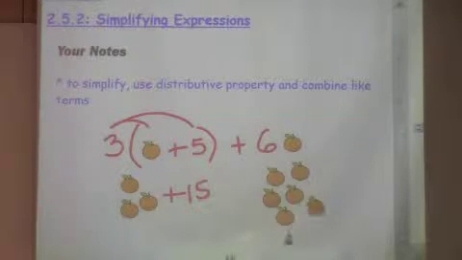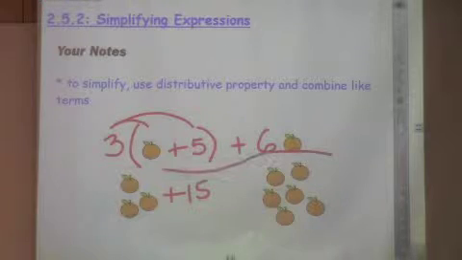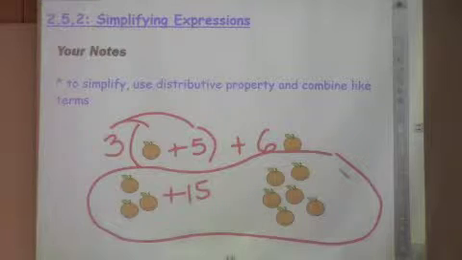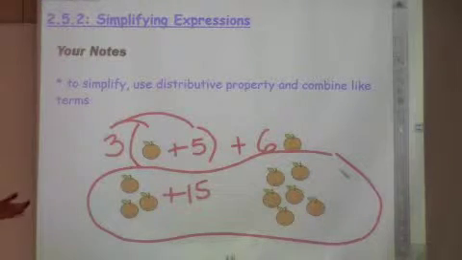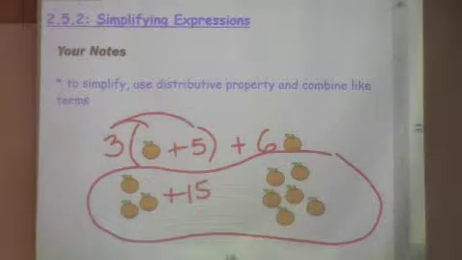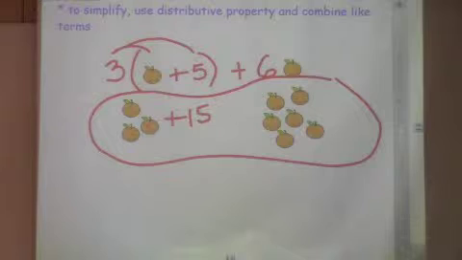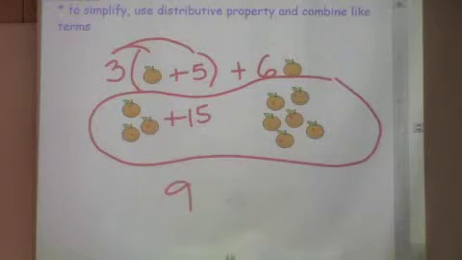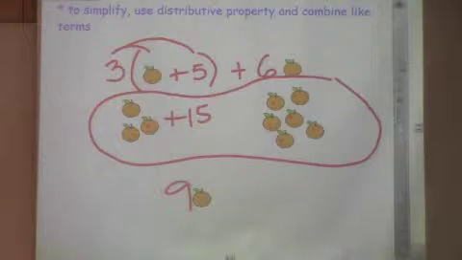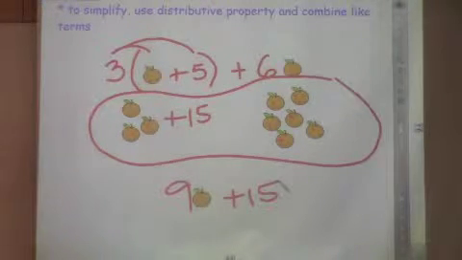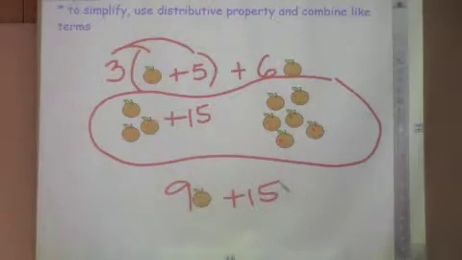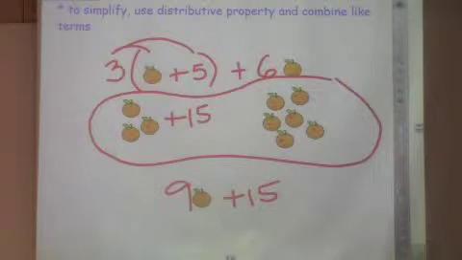3, 4, 5, 6. Well, if I put everything that I have together, what do I have? Julia? 9 oranges and 15 dollars. Yeah, you've got 1, 2, 3, 4, 5, 6, 7, 8, 9 oranges, and I've got 15 bucks. Can I combine those 2 things? Oranges are way different than dollars. I can't combine them. But if things look alike, then I can combine them. I wish oranges looked like dollars.